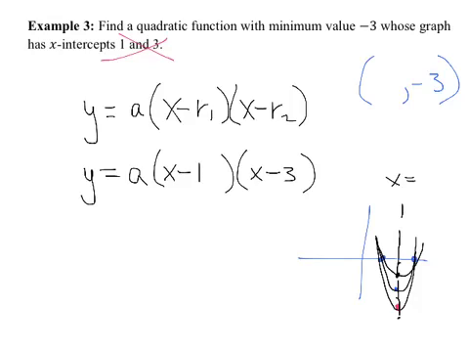How do you know that? Because it's the same distance between 1 and 3. Yeah, 1 and 3. What's halfway between 1 and 3? It's 2. So the axis of symmetry is x equals 2. The reason I was identifying that is because now we know that goes right here. The axis of symmetry always gives the x-coordinate of the vertex.